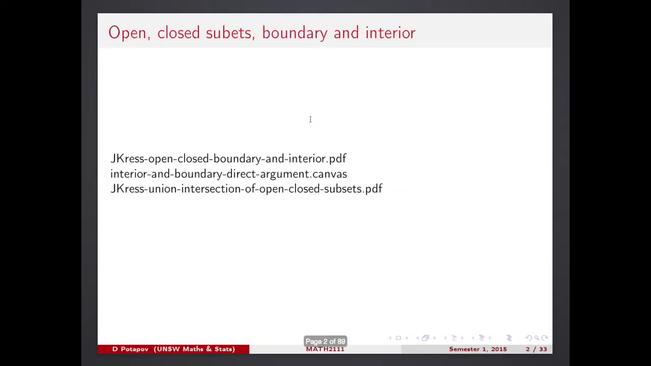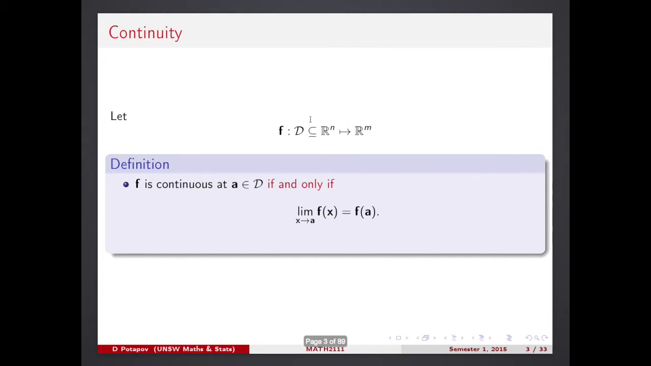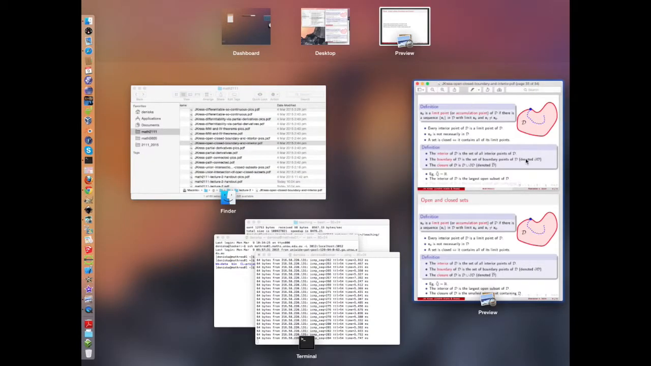I decided to just revisit our open and closed sets, and interior and boundary points discussion, which we stopped at on Friday, quickly. So that's where we were. I need this file, I'm sorry. That's the one.